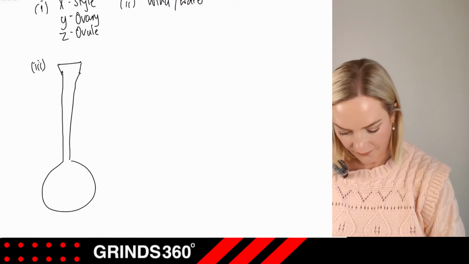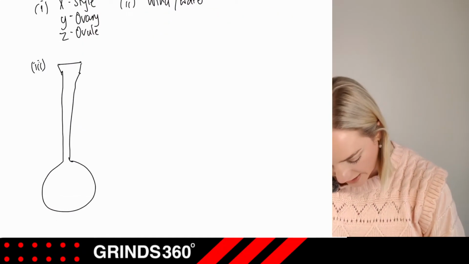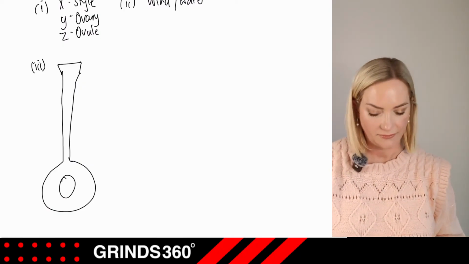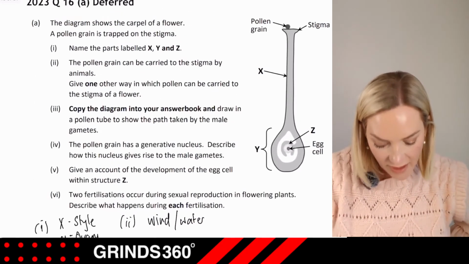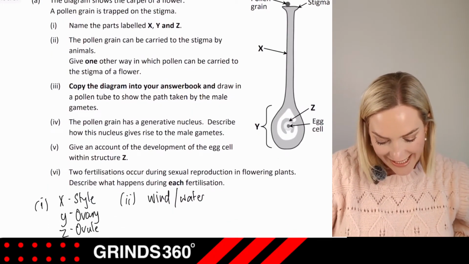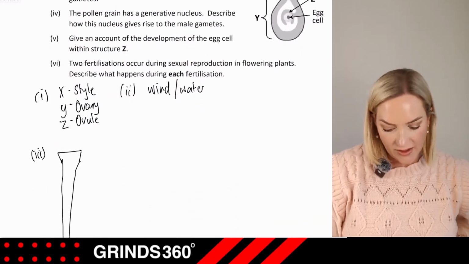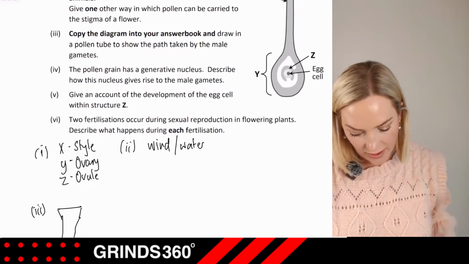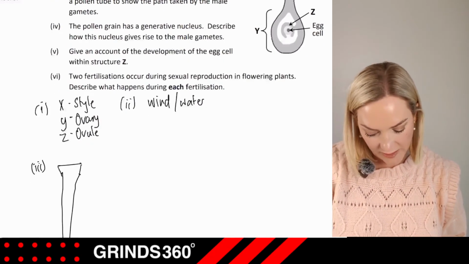Okay, there's my diagram. Make sure I have my ovule in the center. So that's my diagram. It says copy the diagram into your answer book and draw a pollen tube to show the pathway taken by the male gametes. So here is my pollen. So draw a diagram. Here's my pollen tube.